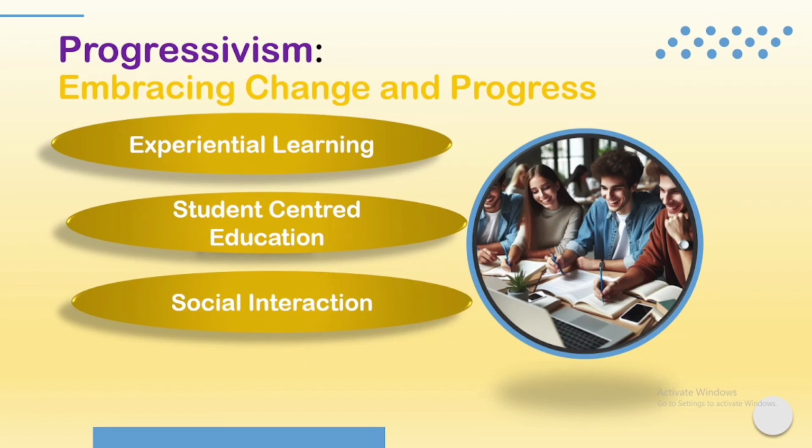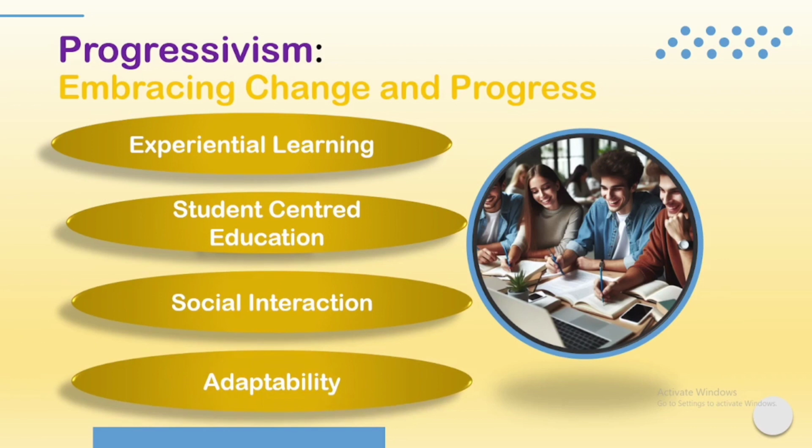Progressivism values social interaction and cooperative learning. Group activities, collaborative projects, and discussions are encouraged to foster social skills and a sense of community in the learning environment. Progressivism embraces adaptability and flexibility in curriculum. Educators are encouraged to respond to the evolving needs of the students and society, incorporating new ideas and technologies into the learning process. Progressivism is associated with a more flexible and dynamic approach in education, emphasizing the importance of preparing students for active participation in a changing world.